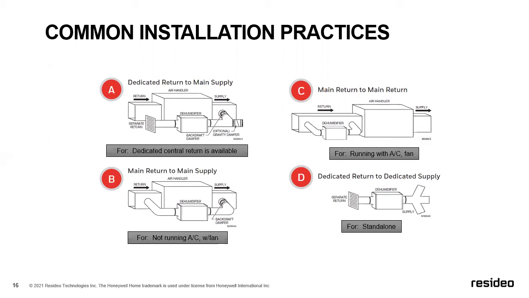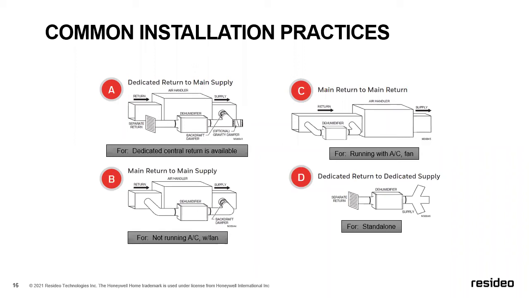B, similar to A, in this application maybe we're limited. The homeowner does not want us to cut any holes in the home. So we're going to be using the duct system that we have for the HVAC, and then we're just going to loop that through the dehumidifier. Very similar here, where we look for, we're not running that dehumidifier when we're running the air handling unit.